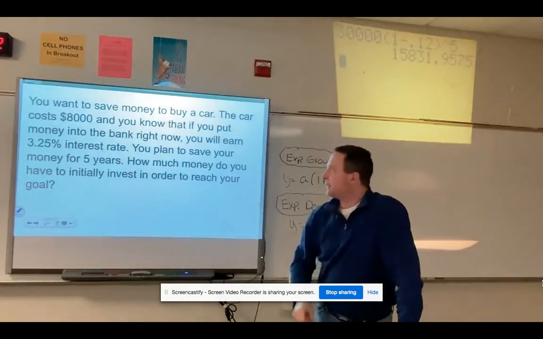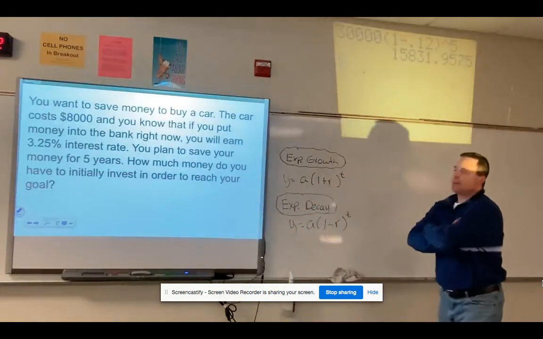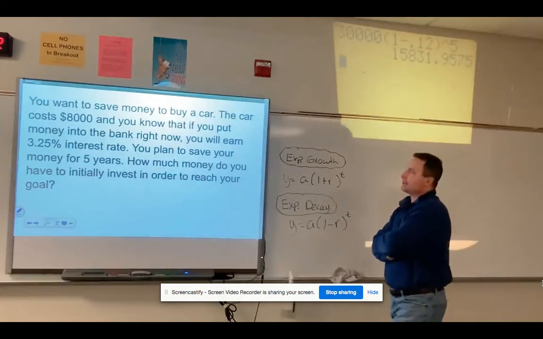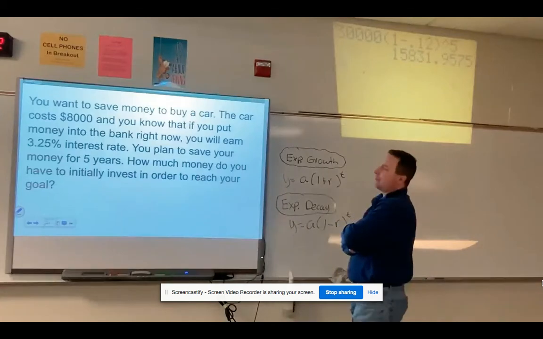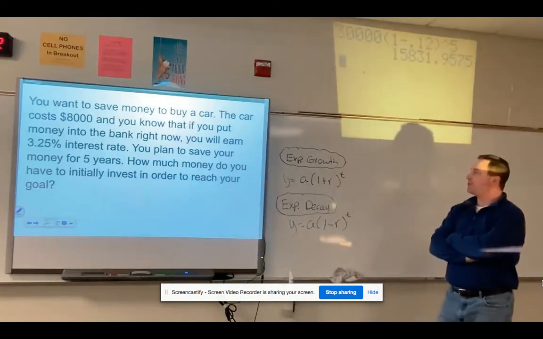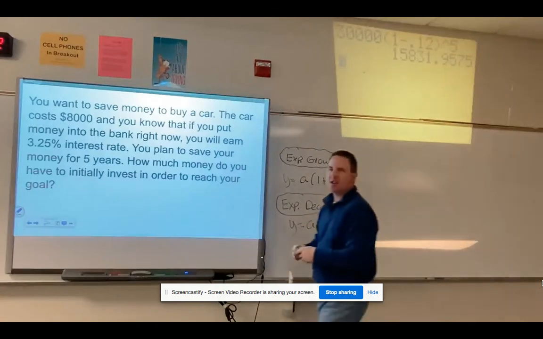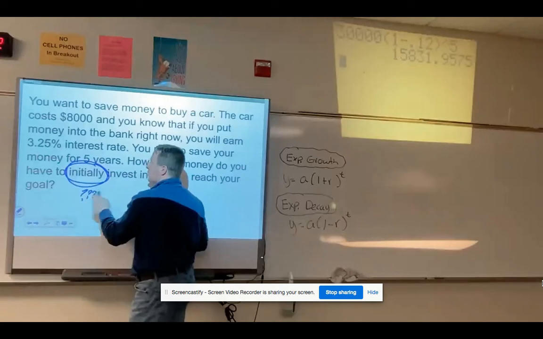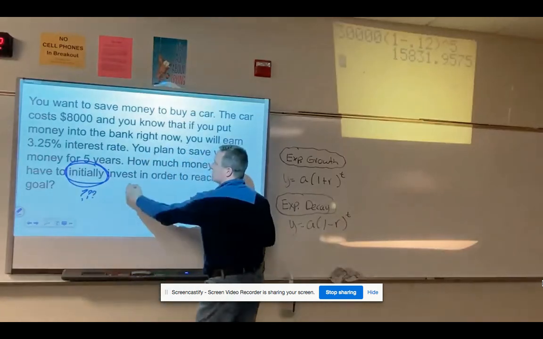All right, this one's a little bit similar. It says you want to save money to buy a car. The car costs $8,000, and you know that if you put money into the bank right now, you'll earn 3.25%. You plan to save your money for 5 years. How much do you initially have to invest? So we're looking for this. How much do you initially want to invest?